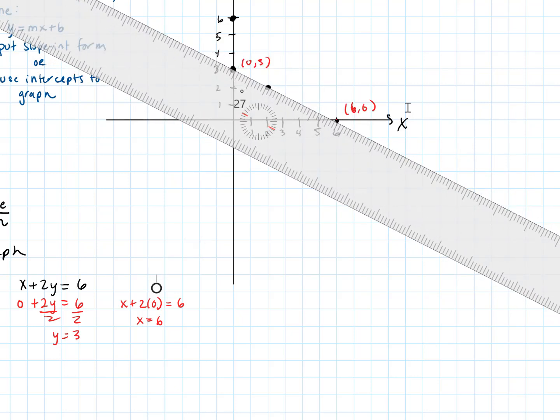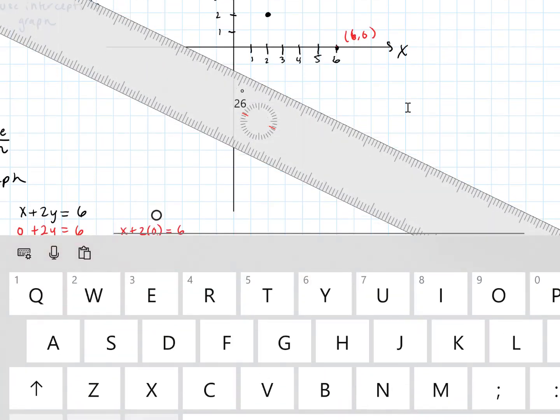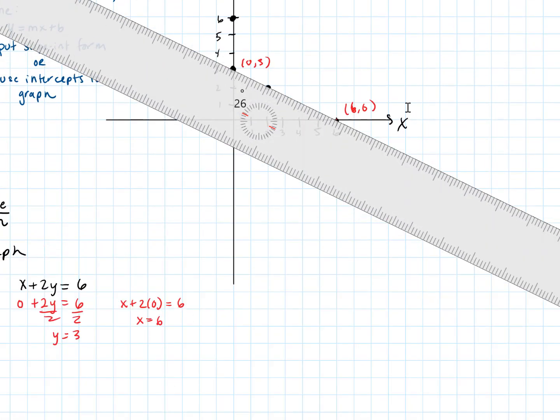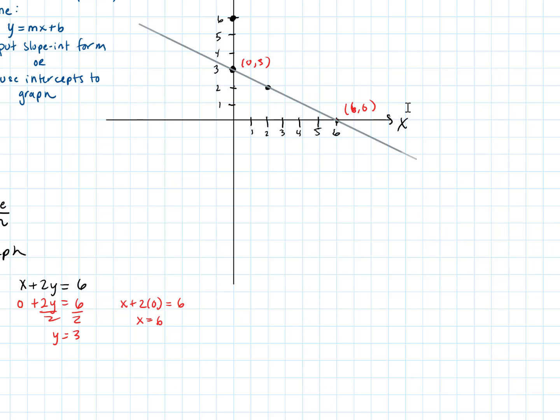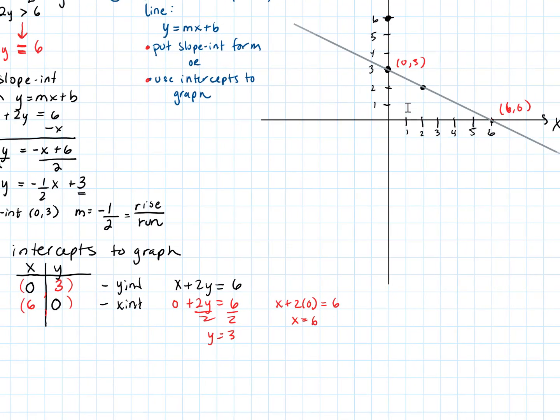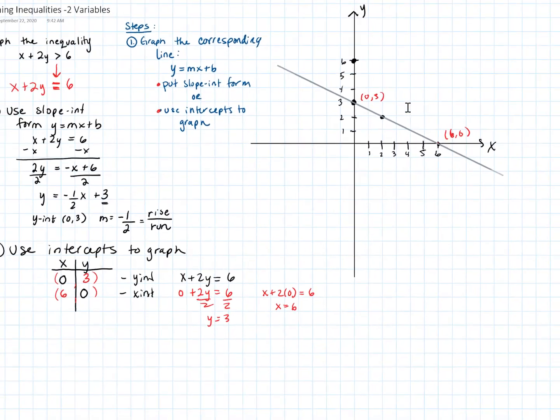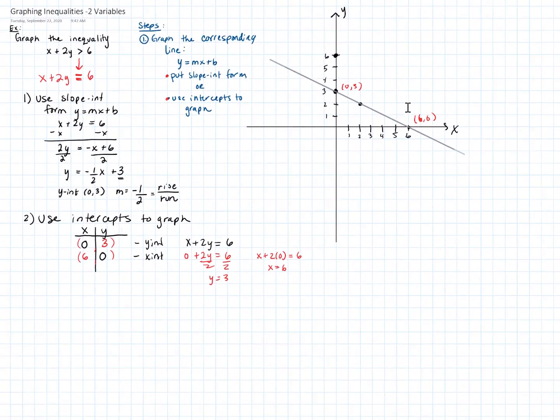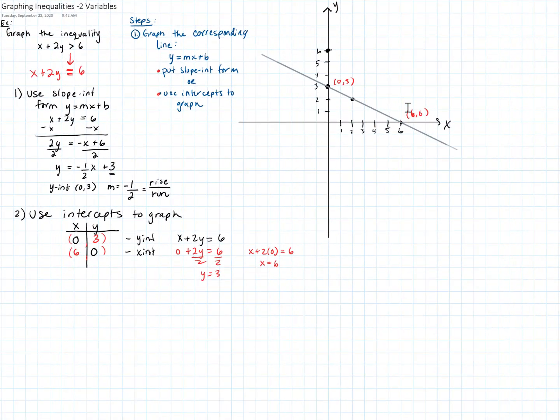And obviously you only need one way. You just need to graph that line. It doesn't matter if you graph it with slope-intercept form or if you graph using the intercepts. You just got to get that line graphed. That's the first step. Okay, and I'm doing it in pencil on my screen, which is this gray line, because our steps are to graph that corresponding line, right? So to get in there and graph that corresponding line.